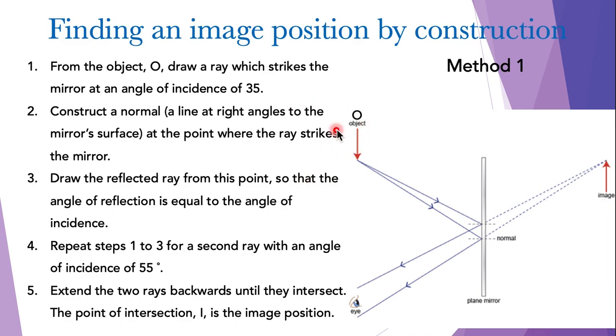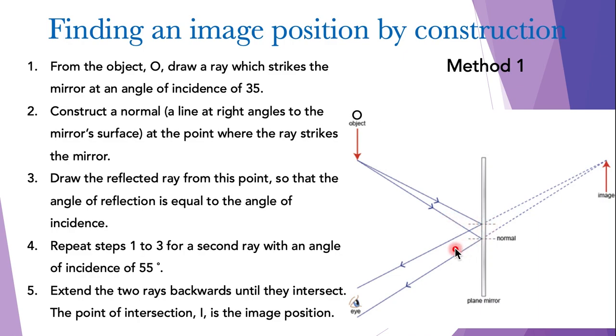In this method 1, you deduce the position from the paths of two rays. But method 2 is simpler, so we're going to see method 2 later. Let's see method 1 first. Firstly, from the object O, we draw a ray which strikes the mirror at an angle of incidence of 35 degrees. And then we construct a normal line at right angles to the mirror surface. So this is the normal we're talking about. We construct a normal at the point where the ray strikes the mirror. This is a line at right angles to the mirror surface.